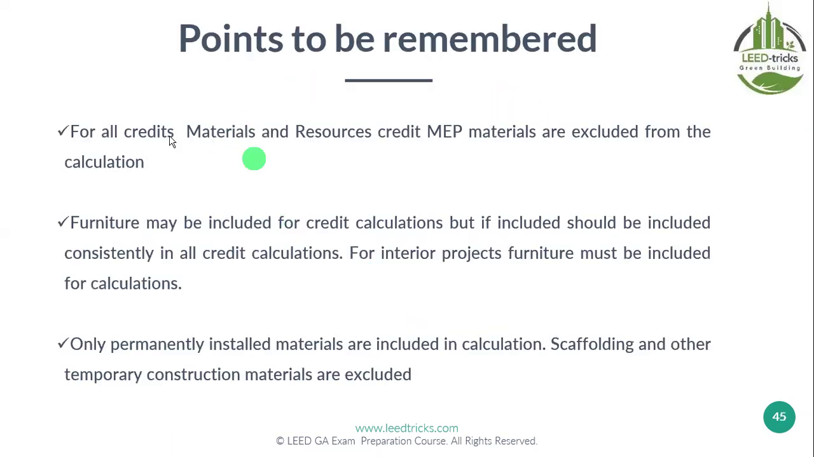Points to remember for the material chapter. Material and resource credit, MEP materials are excluded from calculation. MEP materials are excluded. Why? Because MEP material, if it's used within your building, it's against health and wellness to reuse it again, like wash basins, all these pipes and so on, wires. For health and safety, you cannot use it again.